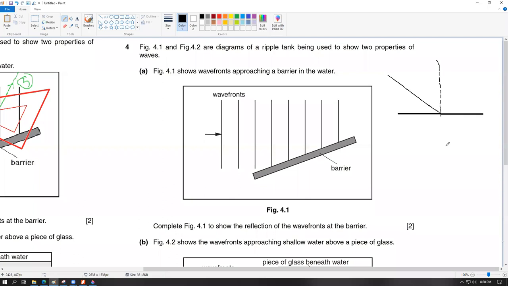So we do know that if this is I, in the process of reflection, this should be also I. I am not writing I because I am labeling I equals R. Now, okay, A line is actually high, I think. A line is almost 45 degrees.